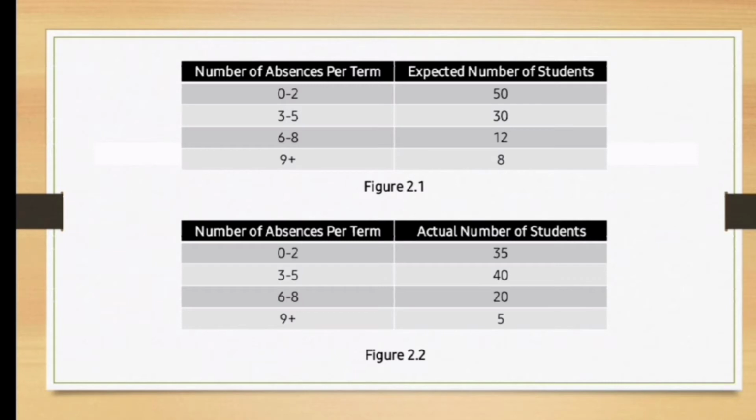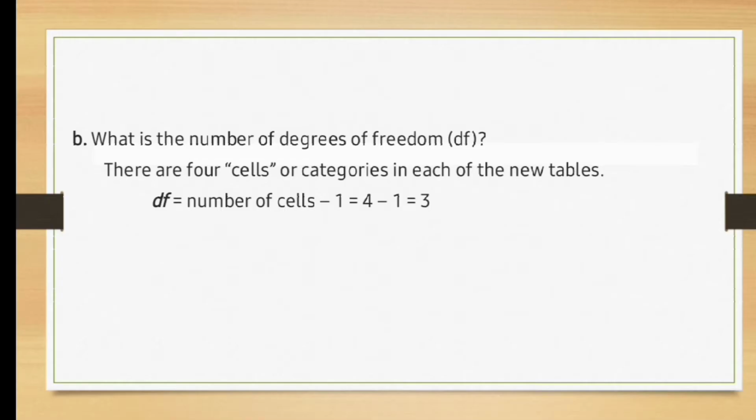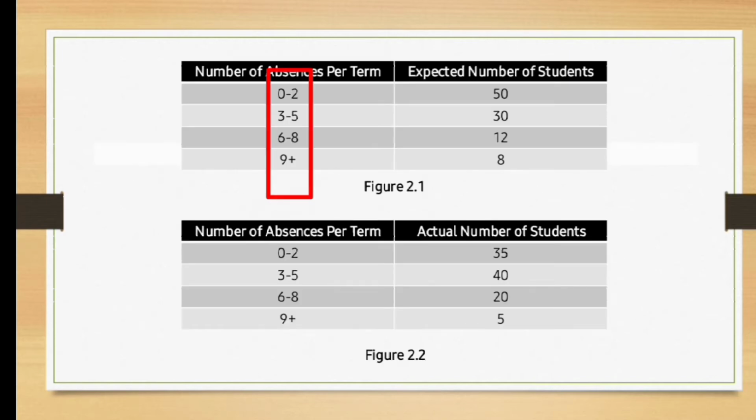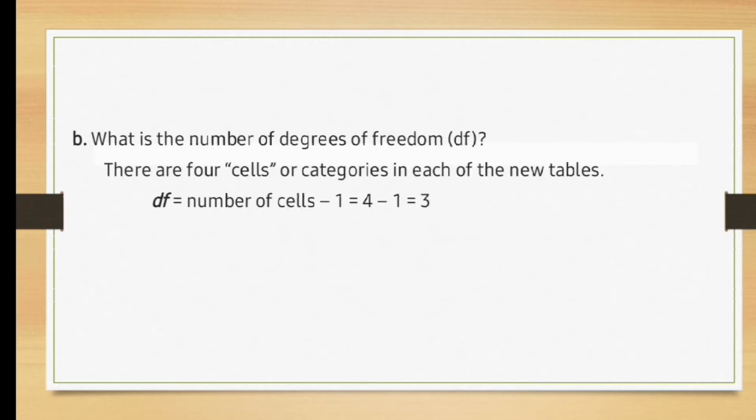So using these tables, we can already conduct a goodness of fit test because our expected values here are greater than 5. For our next question, what is the number of degrees of freedom? Since there are four cells or categories in each of the new tables, our formula is number of cells minus 1. Since we have here 4, then 4 minus 1 is equal to 3.